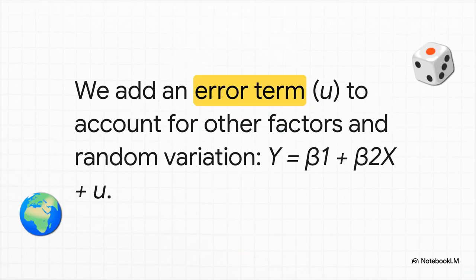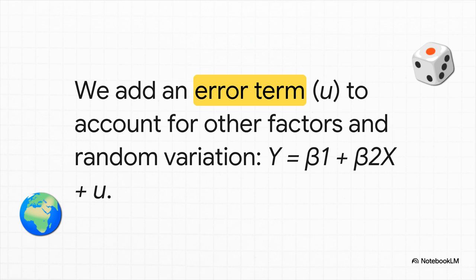And that brings us to step 3. And this is the absolute genius of an econometric model. We add one more thing to the equation, this little u. That's the disturbance or error term. And what it really represents is everything else. All those other factors, all the randomness of human behavior that we can't perfectly predict.